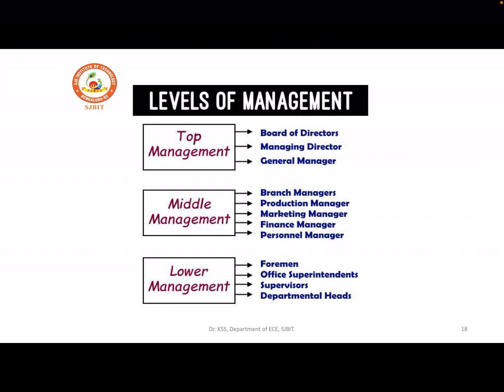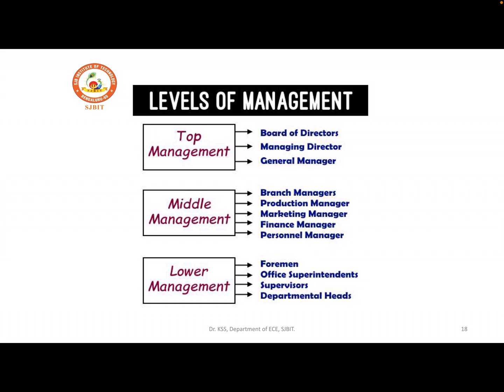Levels of management. What are the different levels of management? Usually we have top level management, like Ambani, Adani, Vijay Mallya, etc., then middle management and lower level management. Who comes in the top management? Board of directors, managing directors, general managers. They will form the policy of that company. Middle management consists of branch managers, production managers, marketing managers, financial managers, personnel managers.